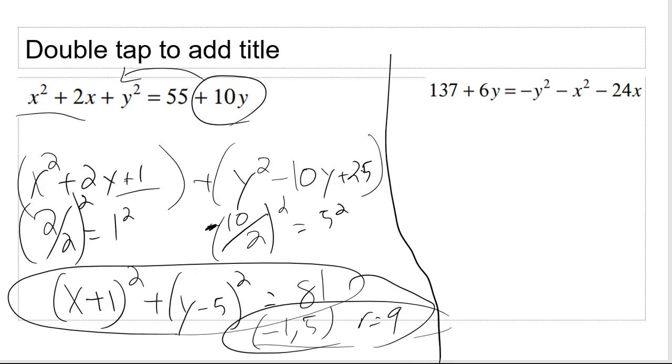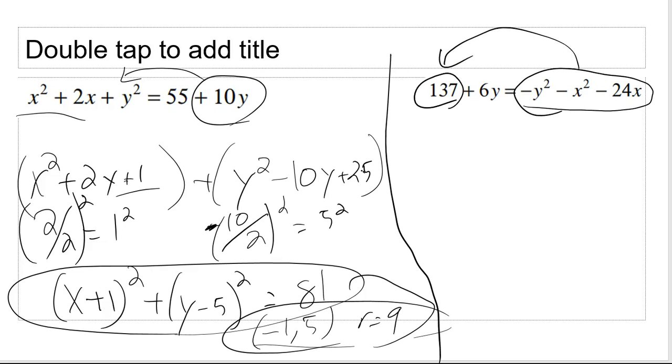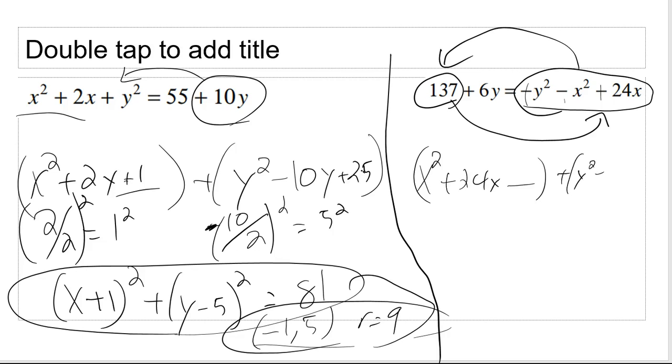So you always want your variables on the left side and your constants on the right. So you see I have to move a lot of things. Every single one of these has to be moved over here. Every single one of this has to be moved over here. So these all become positive. Remember, positive, positive, positive. So that means x squared is going to go first. Plus 24x. A space. Plus y squared. Plus 6y because it was already positive. And it's going to equal negative 137. Because if I move the 137 over, it becomes negative.